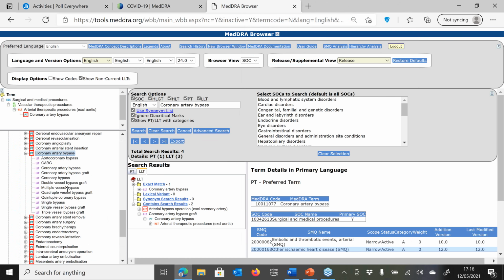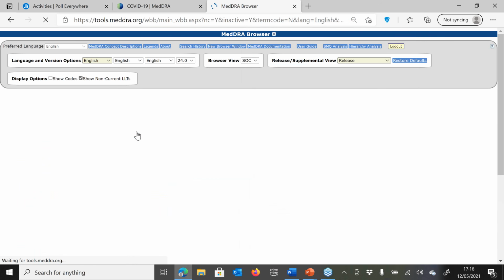If you knew that it was multiple vessels or quadruple vessel bypass, you've got the options there at the LLT level under coronary artery bypass. But I'd be looking for one of these terms to capture the operation. And then we've got our saphenectomy or phlebectomy, saphenectomy, removal of the saphenous vein.